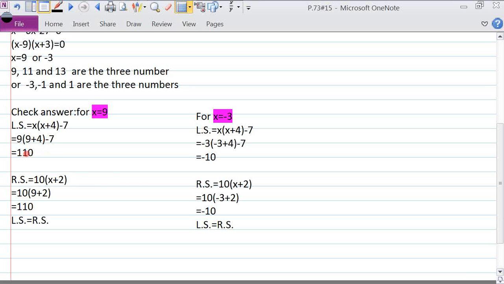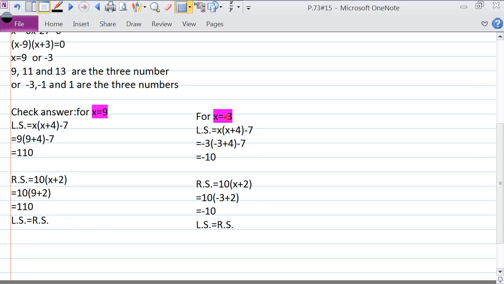117 minus 7 equals 110. You can do that on your calculator, but look at the right side. It's 10 times (x plus 2), and x is 9. 9 plus 2 is 11. 10 times 11 is 110, so the right side equals the left side.